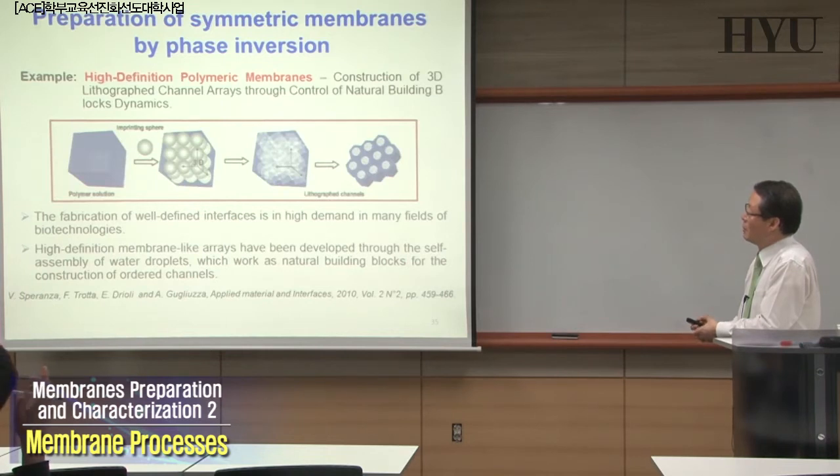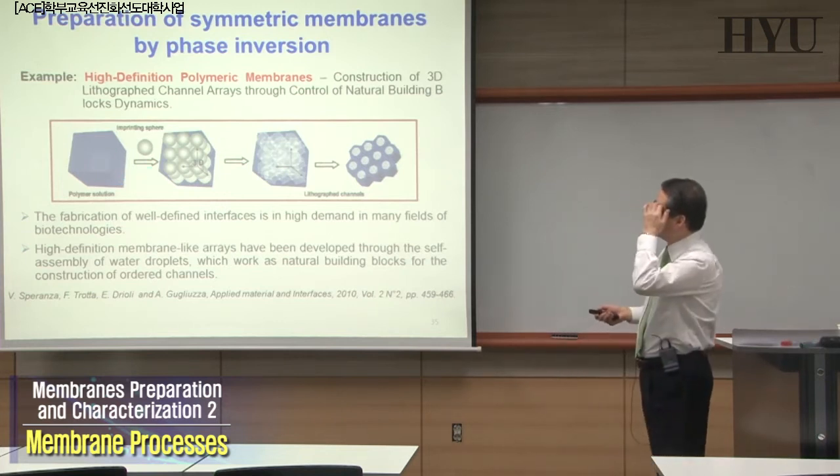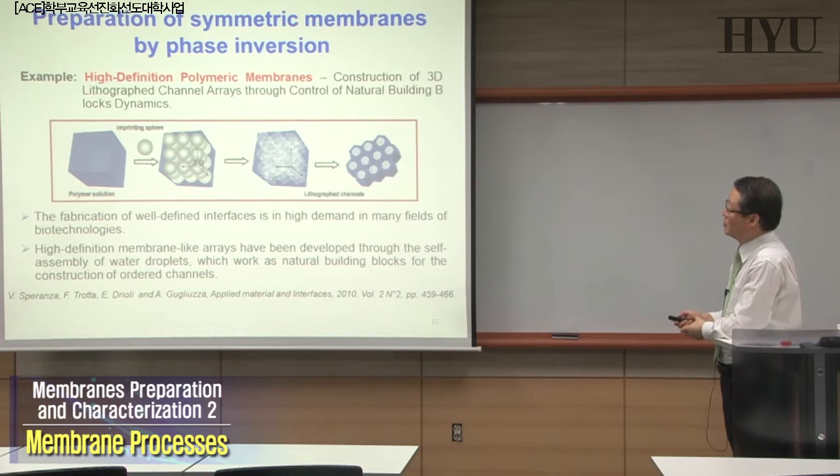We can make the polymer membrane with a very defined structure by using the template method or block copolymers. This is an example of making lithographic channels, and you can make lithographed channel arrays by using 3D dynamic structures. What it is is that you have a polymer solution, and by imprinting technology, you can make very well-defined 3D structures.